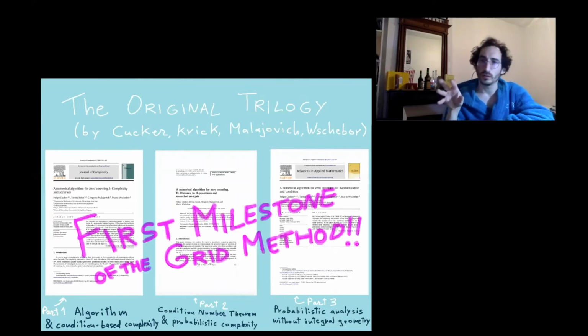The important thing about these three papers is that they form the first milestone of the grid method that later on has been used by Cucker, Krick, and Shub for the computation of the homology groups of real projective algebraic sets, by Bürgisser, Cucker, and Lairez for the computation of the homology groups of basic semi-algebraic sets, and by Bürgisser, Cucker, and myself for the computation of the homology groups of general semi-algebraic sets, all of this in a numerically stable way.